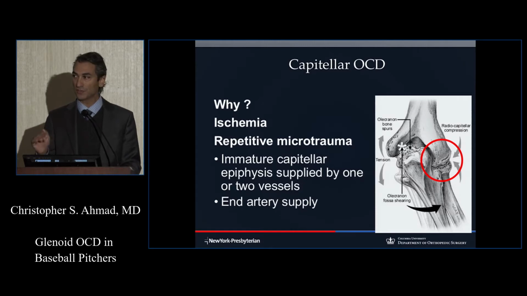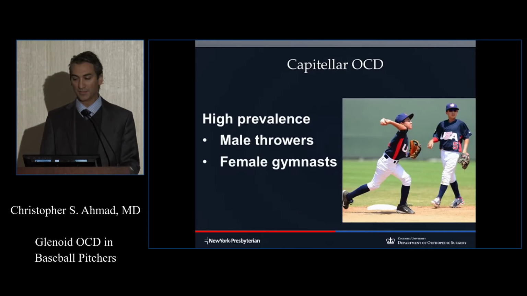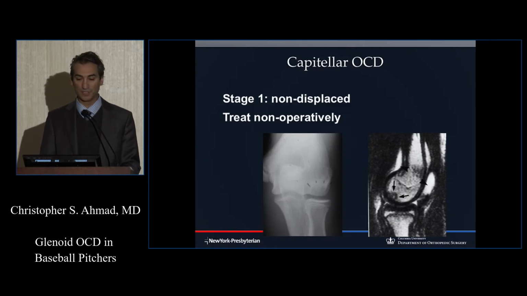Why does it happen? It's usually because the bone does not have good blood supply or it's compromised in some way, so it doesn't go through natural healing if it has some injury pattern. And often for the elbow, the capitellum doesn't have great blood supply, and in the talus, medial femoral condyle, and in the setting of repetitive trauma. So therefore, big prevalence in our male throwers and also our female gymnasts for the capitellar OCD.